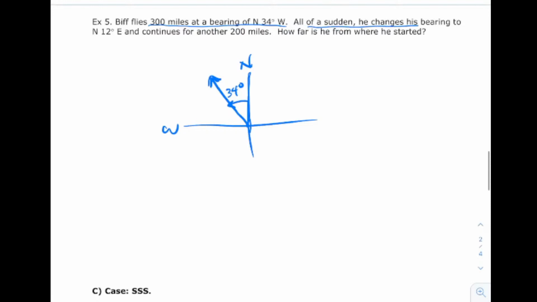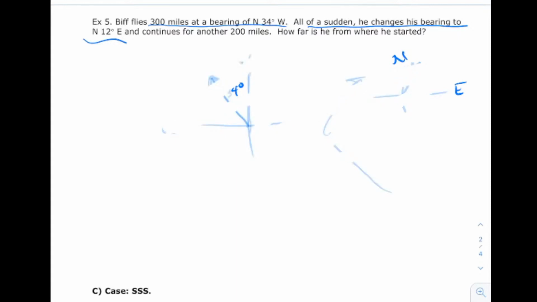All of a sudden, he changes his bearing to north 12 east. North 12 east would be, well, let me just draw another one. North 12 east would look like this. There's north. Rotate your head 12 degrees towards the east. It would be this direction. So he's kind of going up and going up. Okay. So now that I've messed up my paper here, let's draw it pretty neatly. I'm going to have him start down here. So he starts down here. Start.